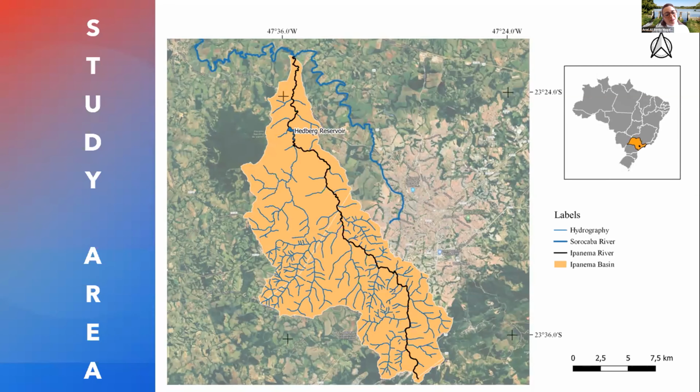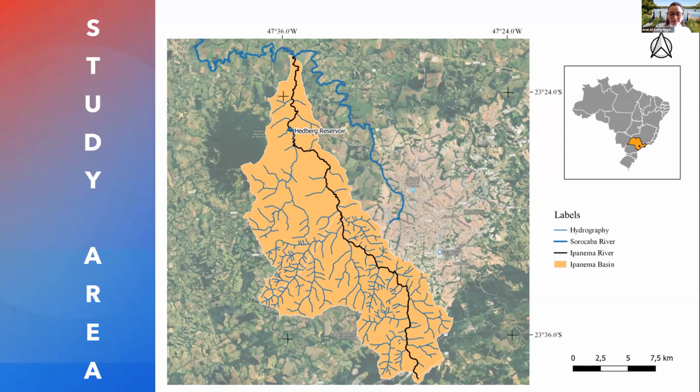Now, let's talk about the study area. We have here the Ipanema Basin. It's in this orange color. And the Hedberg Reservoir, here, this tiny blue area, that is located in the state of São Paulo and next to Sorocaba City. And it's partially covered by a permanent preservation area and the Ipanema National Forest. And we have here the Ipanema River in black that is the main affluent of the Hedberg Reservoir. And by itself, it's the affluent of the Sorocaba River.